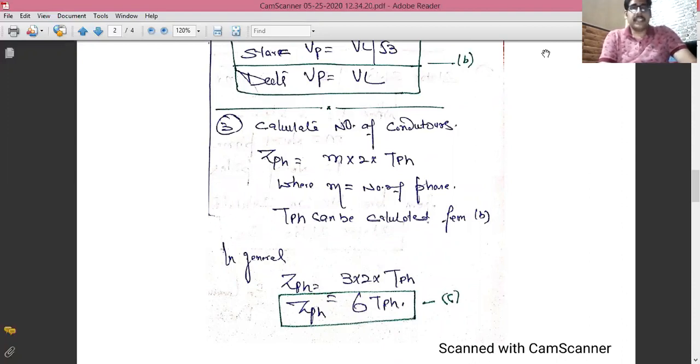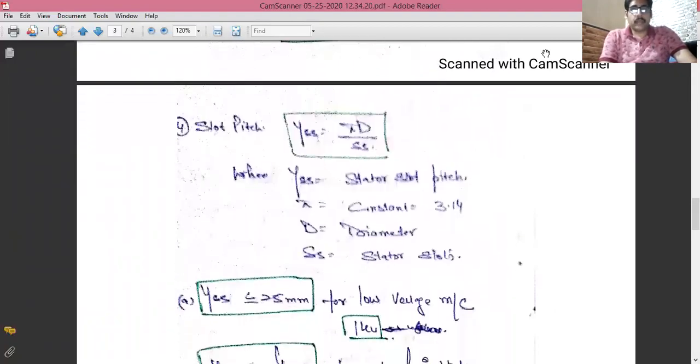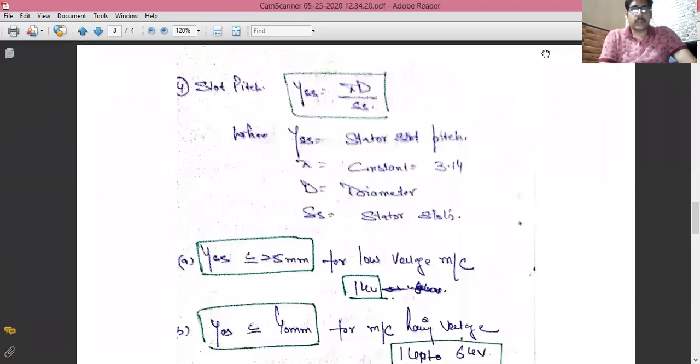I think up till that point you are clear on each and everything. Okay. Now proceeding to the next, we have to calculate the total number of stator slots. Now for calculating the stator slots, one of the most important things that you have to calculate is the slot pitch.